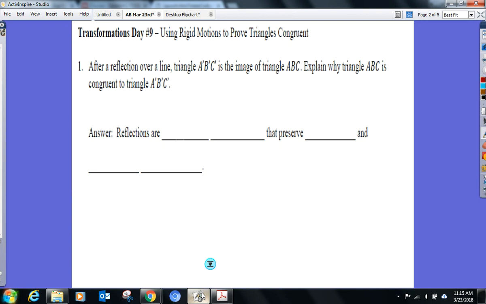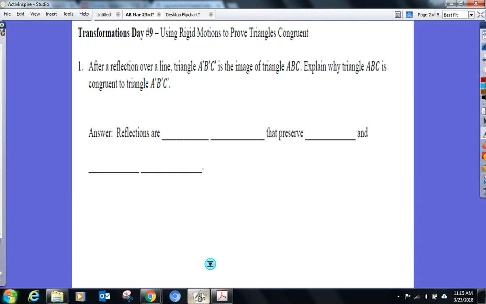All right, so I'm going to tell you what's happening, and you've got to tell me why the two triangles are congruent. You'll see a lot of fill in the blanks here, because I think this is the best way to show you what exactly needs to be said to prove the two triangles congruent. So let's do a basic one here on number one. What did I do here?